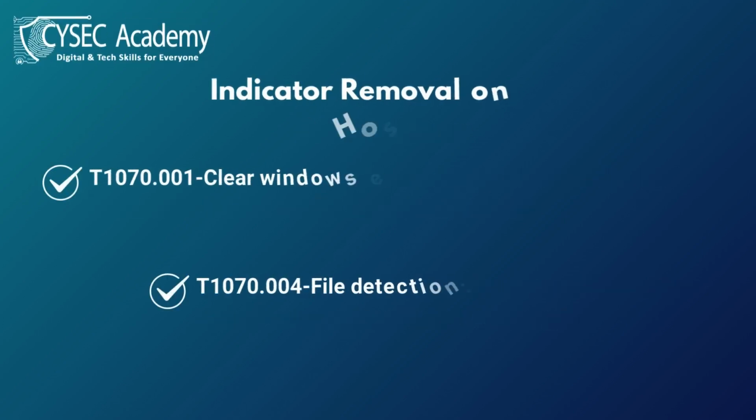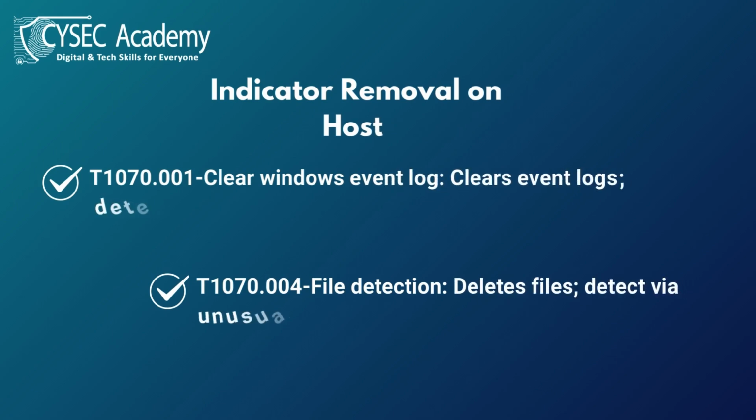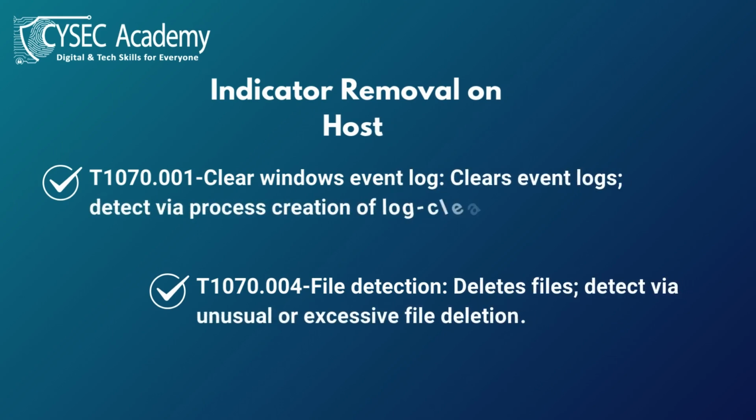2. Indicator removal on host, T1070. This is the most direct way to achieve defense evasion, to destroy the forensic evidence that would prove the attack occurred. T1070.001. Clear Windows event logs. Attackers wipe event logs to hide their tracks. Detection. Flag use of wevtutil or Clear-EventLog touching security or system logs.